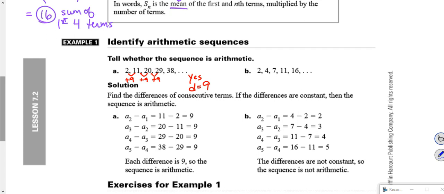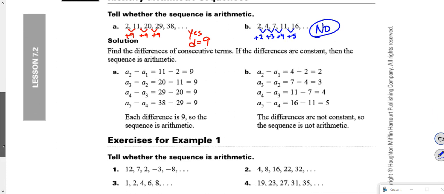Okay, to do the next one, I just kind of come up here and go, okay, the difference between 2 and 4 is 2. I have to add 2. Uh-oh, here I have to add 3. Uh-oh, here I have to add 4. Here I have to add 5. No, it is not an arithmetic sequence. Okay, remember, in an arithmetic sequence, D is constant.